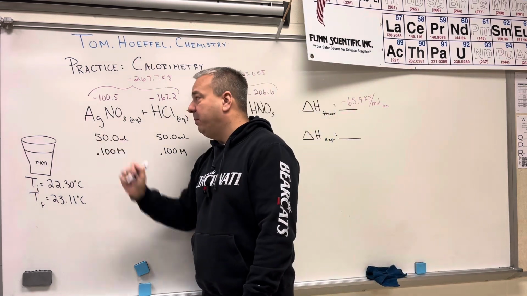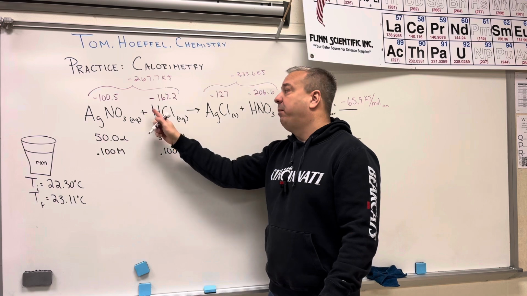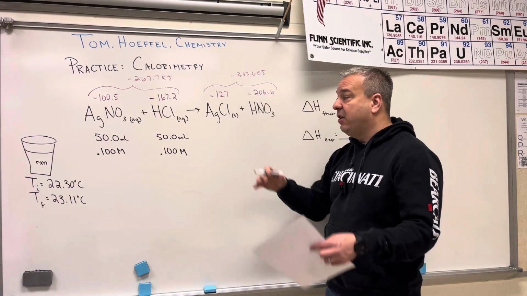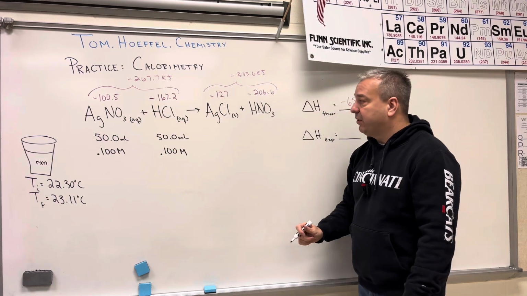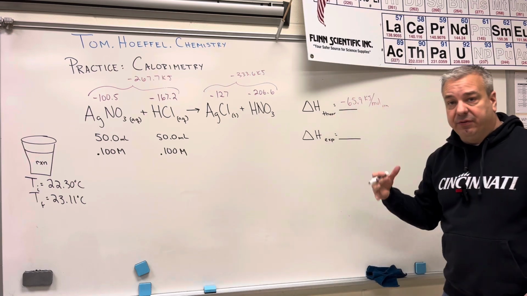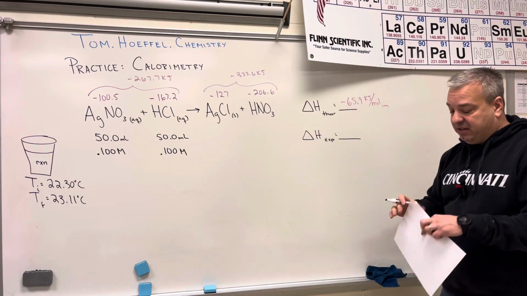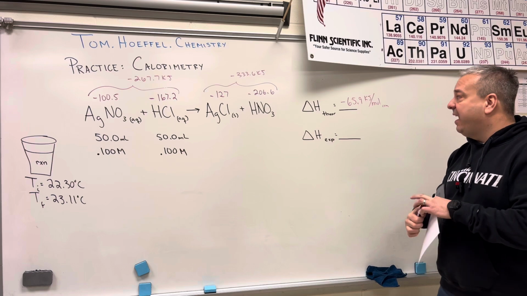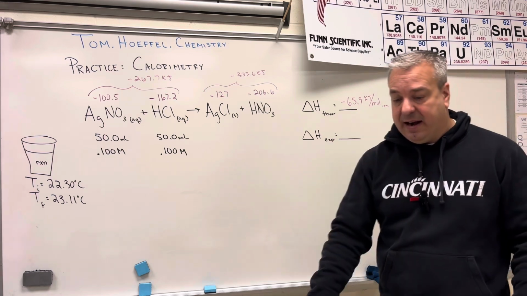So it's per 1 mole of silver nitrate, or per 1 mole of hydrochloric acid, or per 1 mole of silver chloride, or per 1 mole of nitric acid. You should get this amount of enthalpy change, negative 65.9.